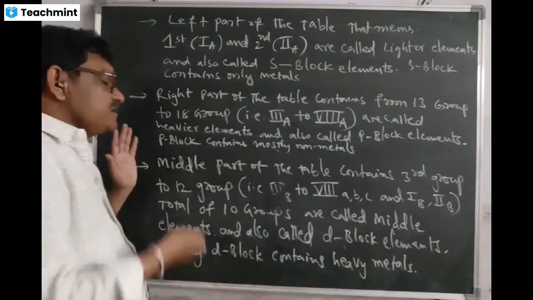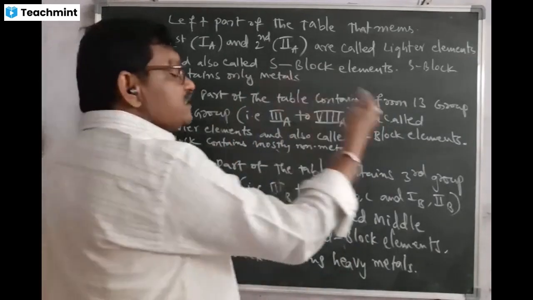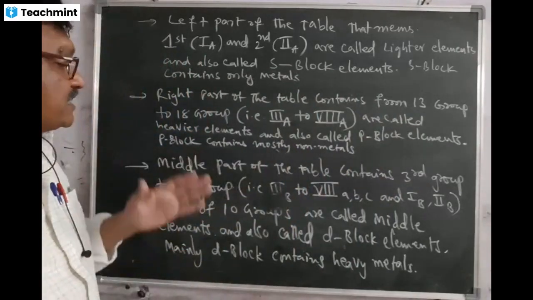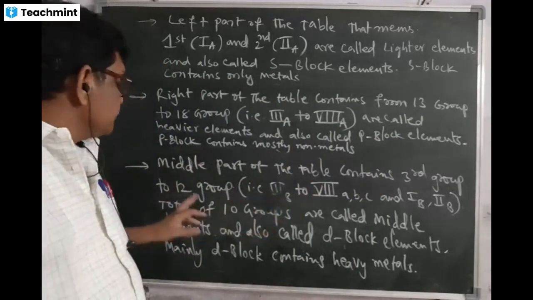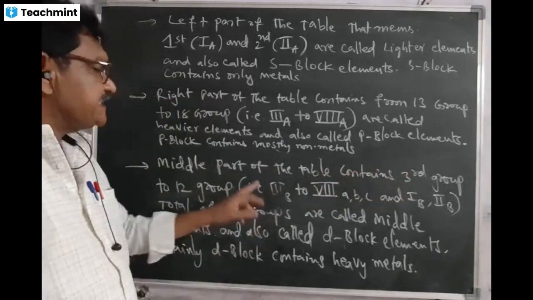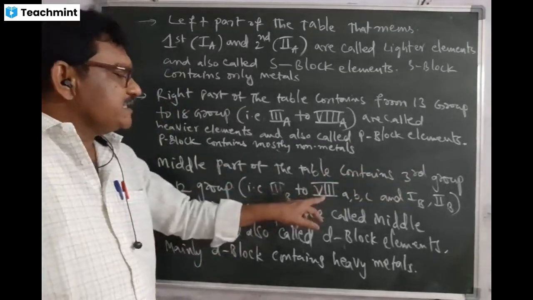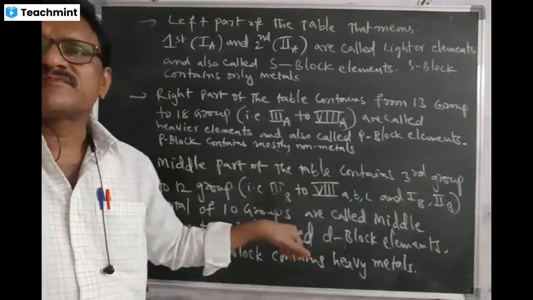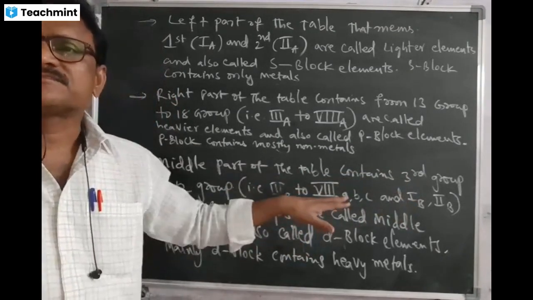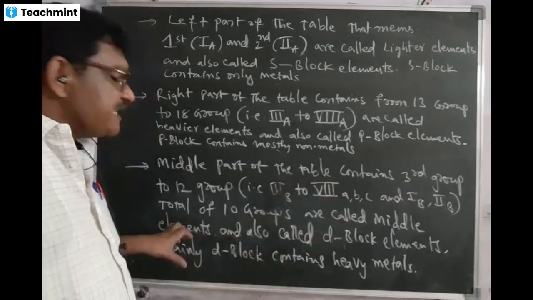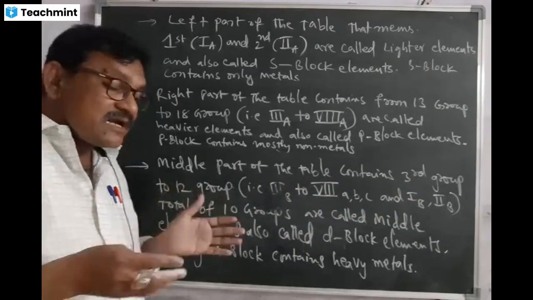Okay. So in between the S block and P block, there are the middle elements, the D block elements, which start from the third group to the 12th group. Those are designated as third B, eighth A, B, C, and the last ones first B, second B. Just now we wrote this, and I already explained it in the table clearly. See, the total of 10 groups are also called middle elements. Why are these called middle elements? Because they are present in between the left and right elements. That's why these are called middle elements.